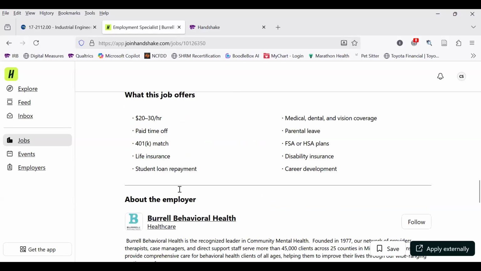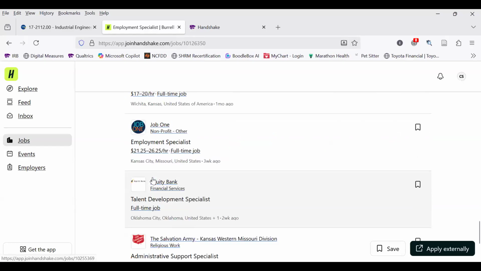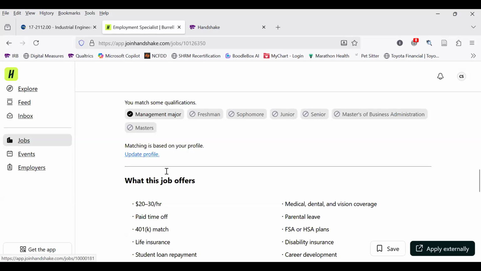And here, this is more information. This is not usually in the job description, but if you ever want to use Handshake to look for a job, it also has more information like this. So that can be very helpful for you as well.